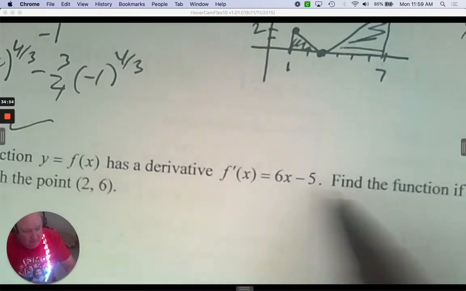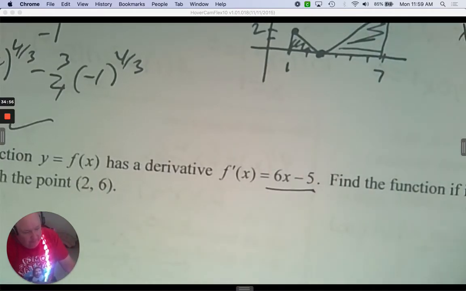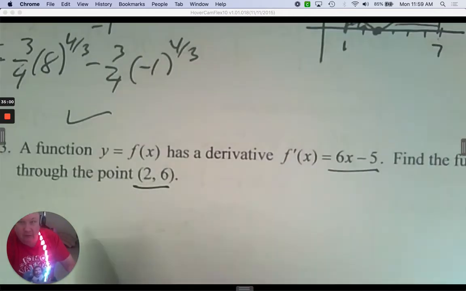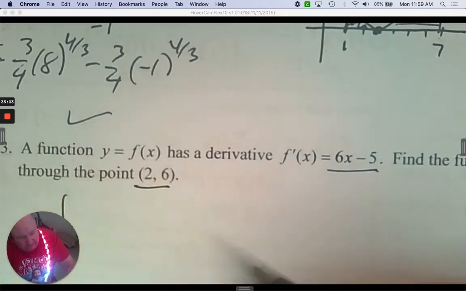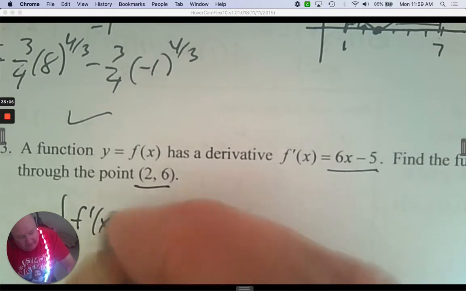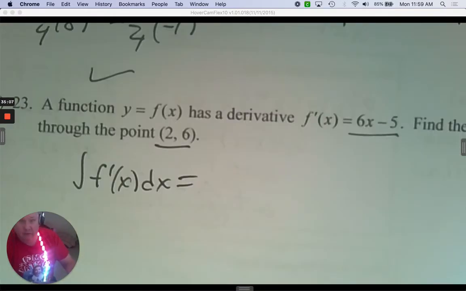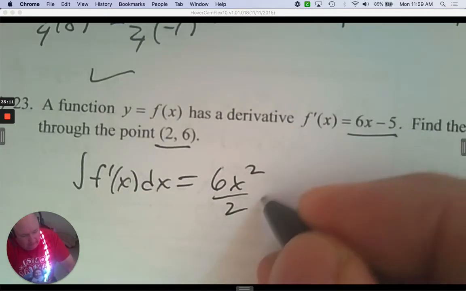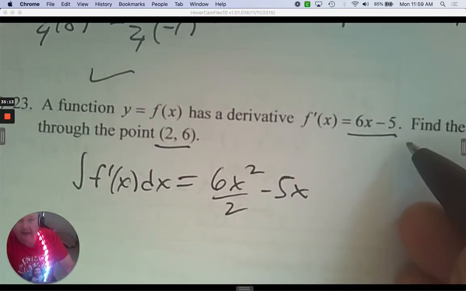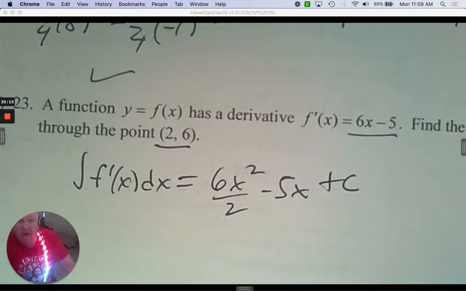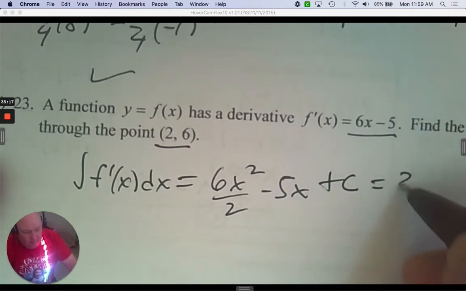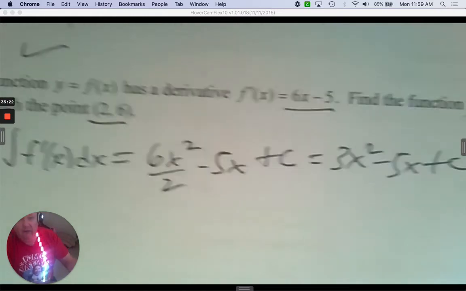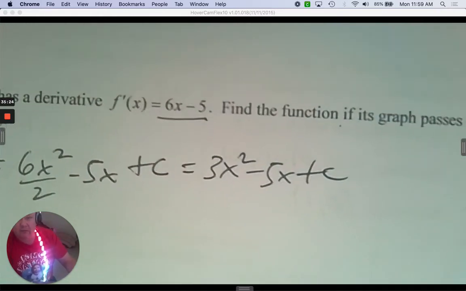All right, number 23. A function has a derivative. Find the function if its graph passes through the point 2, 6. So to find f at x, we're going to do the integration, the antiderivative of the derivative. So for this one, it would be add an exponent and divide. Negative 5 is negative 5x and then the constant. So that reduces, because we're in the middle of the question, we are going to reduce it down to make it easier. So it's 3x squared, subtract 5x plus c.